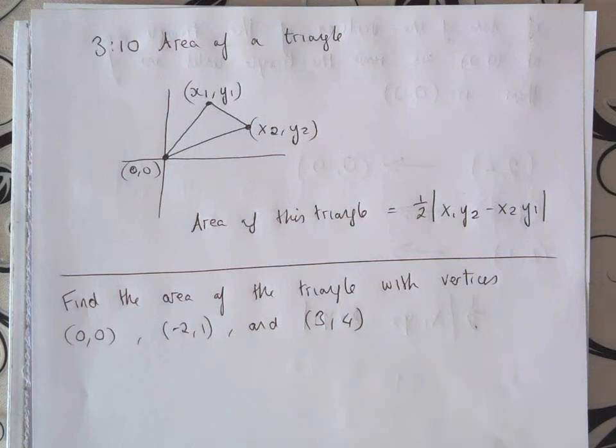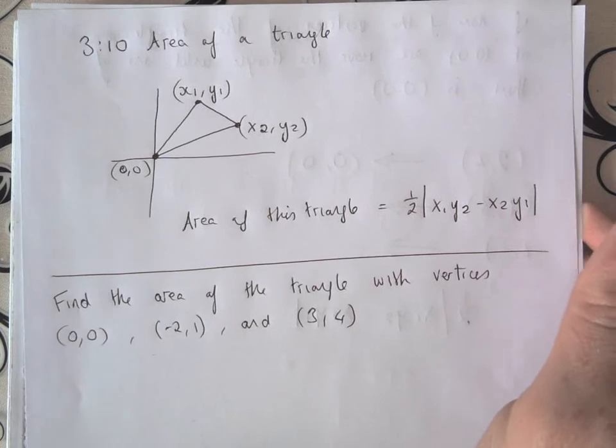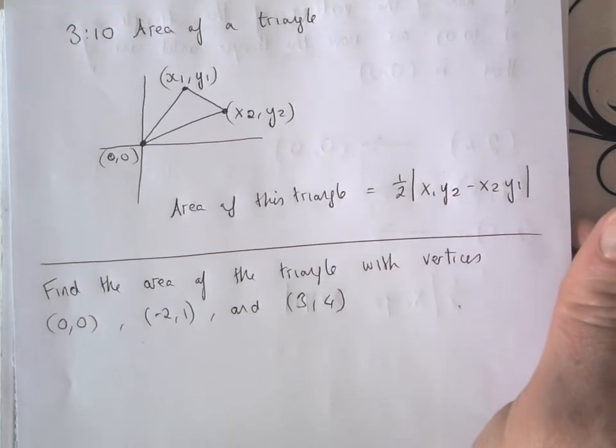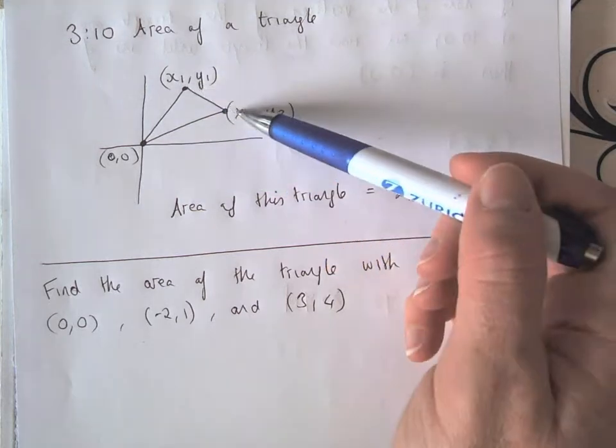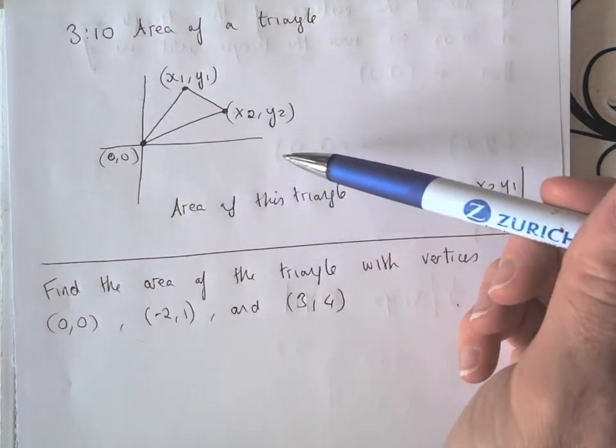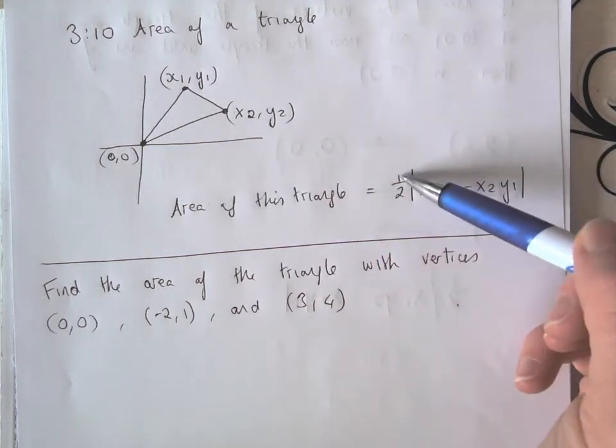Okay, so we're on the last section, area of a triangle. Sometimes we're given a triangle on a coordinate grid and we have a different formula for finding the area of it than half base by perpendicular height. So this is a very handy formula. If we have a triangle with one of the vertices at 0, 0 and the other two vertices can be anywhere else, the area of the triangle is a half.